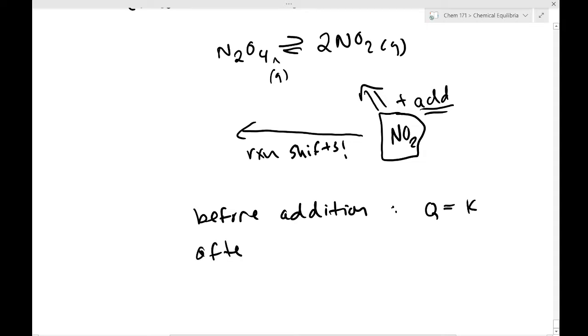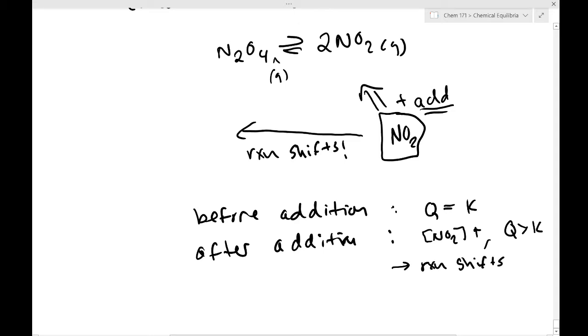After you add in, the products are now much higher than the reactants, right? So we've increased the concentration of NO2, it has gone up. That means that Q now is greater than K. Okay, we've increased the number of products in that quotient, which means that Q now must therefore be greater than K. And what happens is the reaction therefore shifts back left. The reaction shifts left until Q is equal to K again. Okay, so it's always going to re-equilibrate itself no matter what you do.